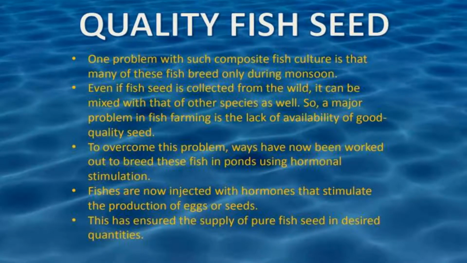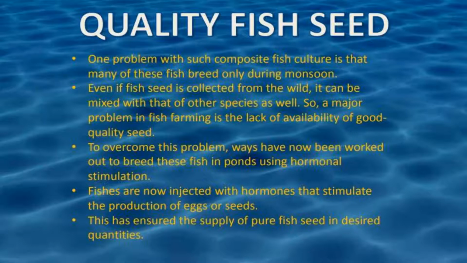Now, quality fish seed. Fish seed means the eggs or seeds of fish for fish farming. Now, how can quality seeds be developed? One problem with such composite fish culture is that many of these fish breed only during monsoon. The breeding season is monsoon for some varieties or species of fishes, so throughout the year, fish farming can't be possible. So to overcome this problem, how can quality fish seed be developed?